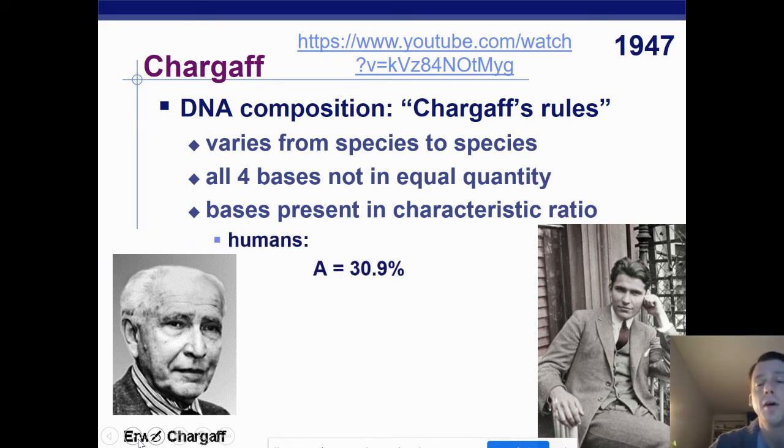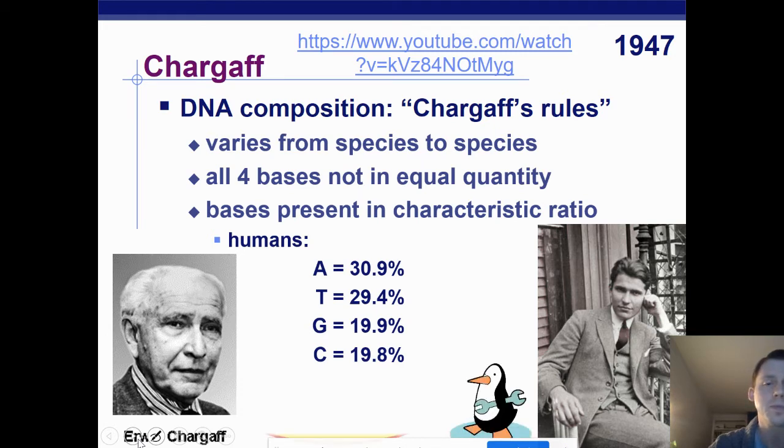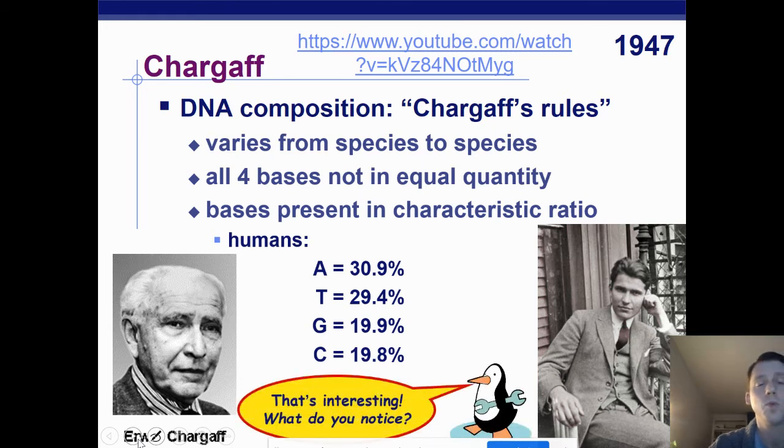Humans have about 31% A and about 29% T, and they've got about 20% G and about 20% C. Notice those are just estimates. They don't totally match up. And so what does that tell you? Well, it tells him that for every A, there's a T, and for every G, there's a C. They tend to be in equal amounts. So that is what he noticed.